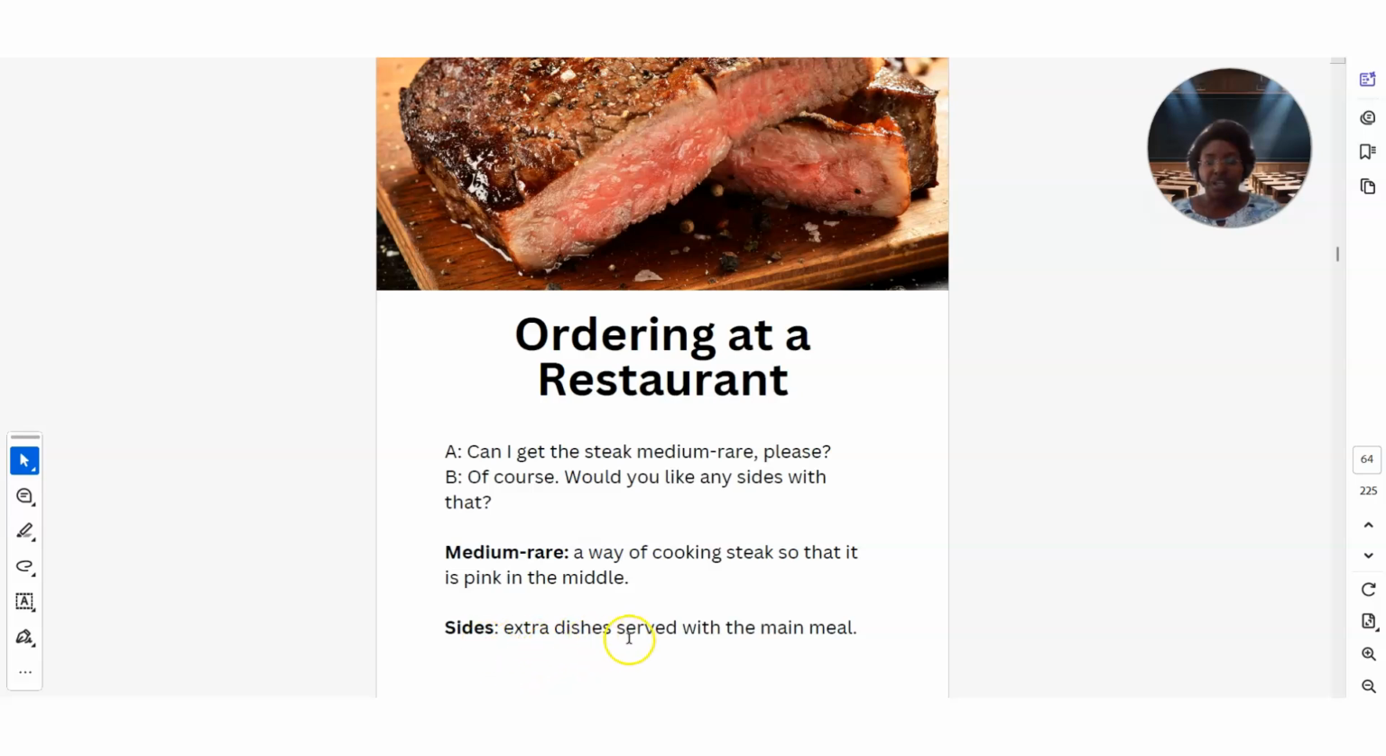So sides, extra sides served with the main meal. So you might want to ask if you're in the restaurant, maybe you ordered a sandwich or a burger, you might say, can I get fries on the side or is it included in the meal? Can I get a salad, a side salad, or is it included in the meal? I want some potatoes. Can I get a side of potatoes? So when we say side, it's an extra dish that's served with the main meal. That's not included. If it's included, we usually just don't call it a side because it comes with the meal. So students often get confused with this word side.